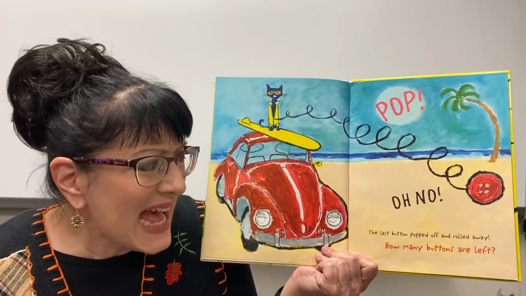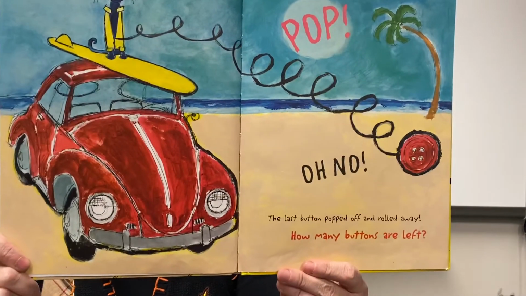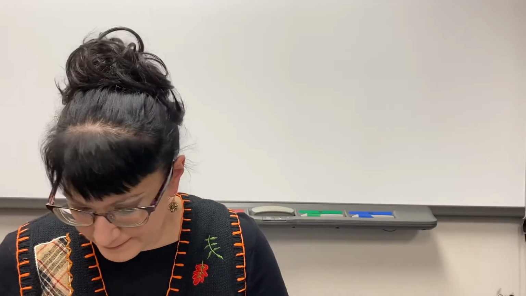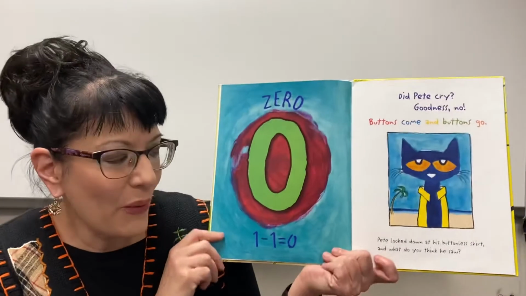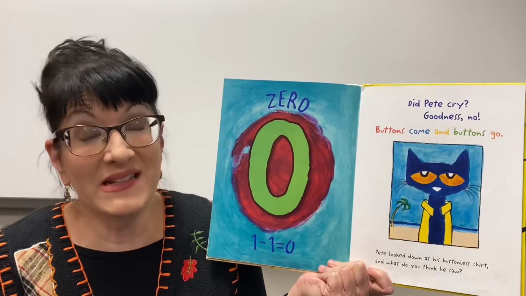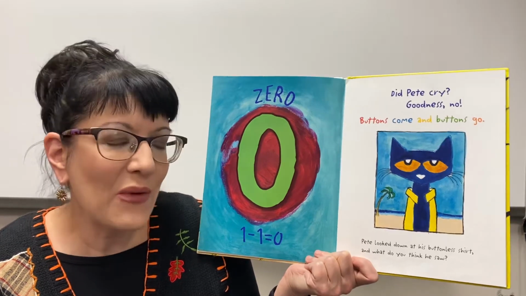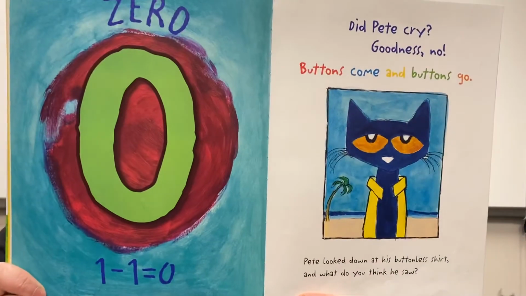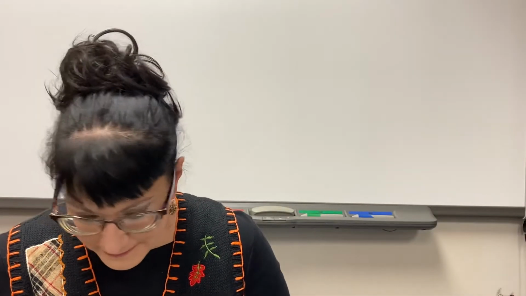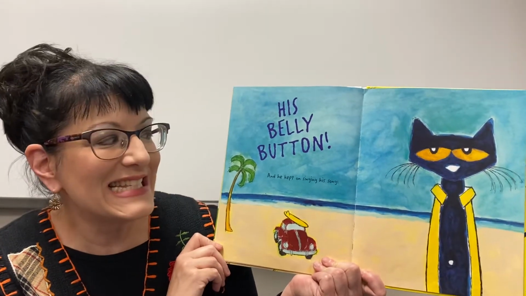Oh no, the last button popped off and rolled away. How many buttons are left? 0. 1 minus 1 is 0. Did Pete cry? Goodness, no. Buttons come and buttons go. Pete looked down at his buttonless shirt. And what do you think he saw? His belly button, of course, and he kept on singing his song.